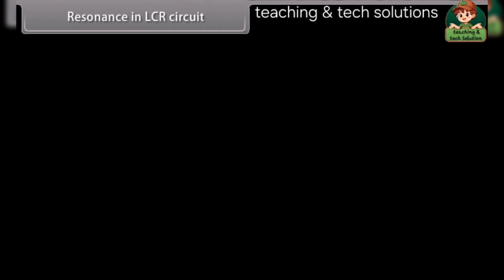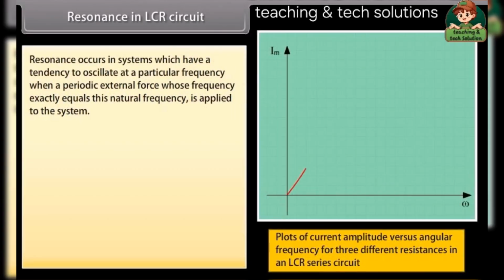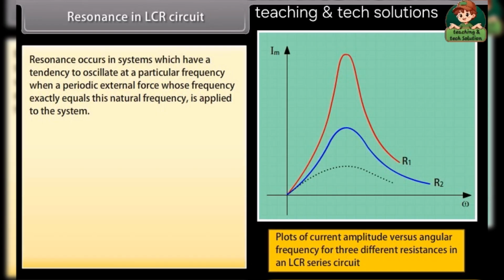Resonance in LCR circuit. Resonance occurs in systems which have a tendency to oscillate at a particular frequency when a periodic external force whose frequency exactly equals this natural frequency is applied to the system.